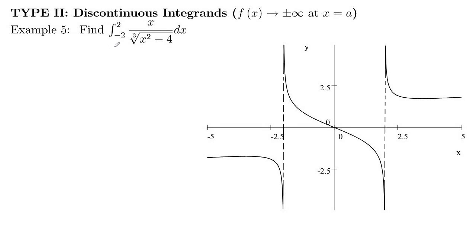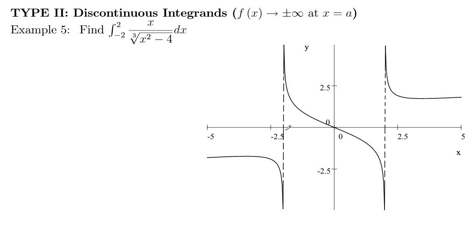Now we're going to consider the other type of improper integral, and that's when you have a discontinuous integrand. So when your function is going to plus or minus infinity at some number a. So in other words, you've got a vertical asymptote. So for example, we want to find the integral from -2 to 2 of x over the cube root of x squared minus 4 dx. So here's a graph of that function.